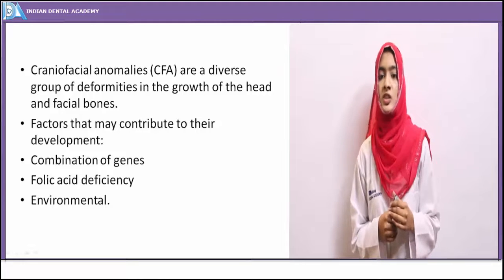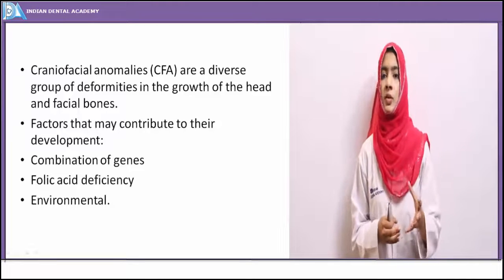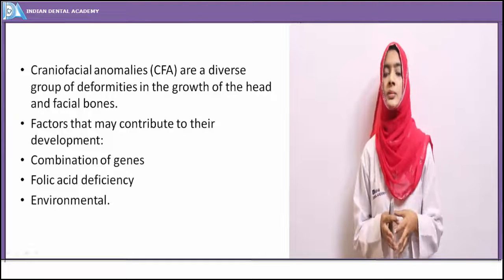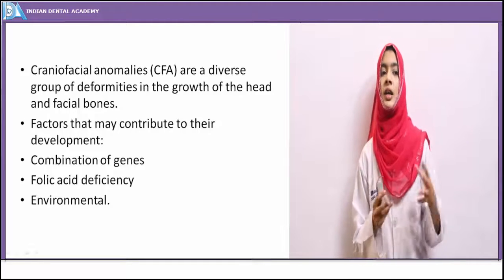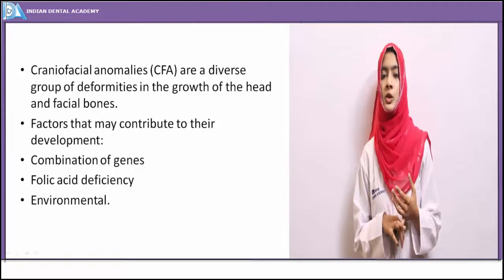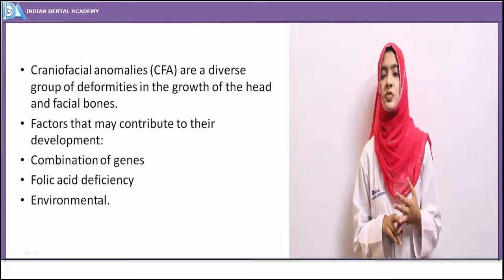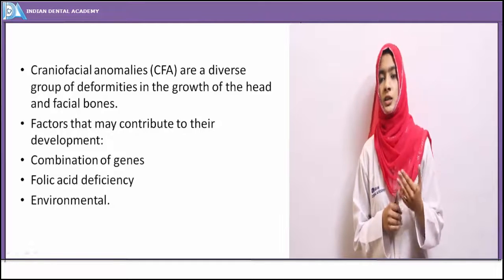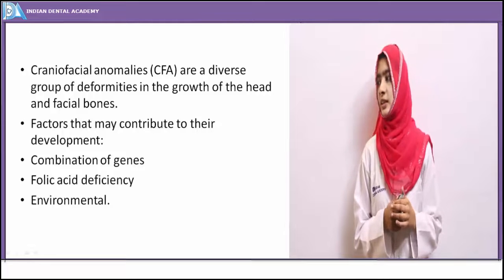And then there is the interaction of the genes with the environment. Sometimes the genetic constitution is altered by an environmental factor like exposure of the mother to alcohol, or any infections of the mother. They also lead to anomalies in the infants.